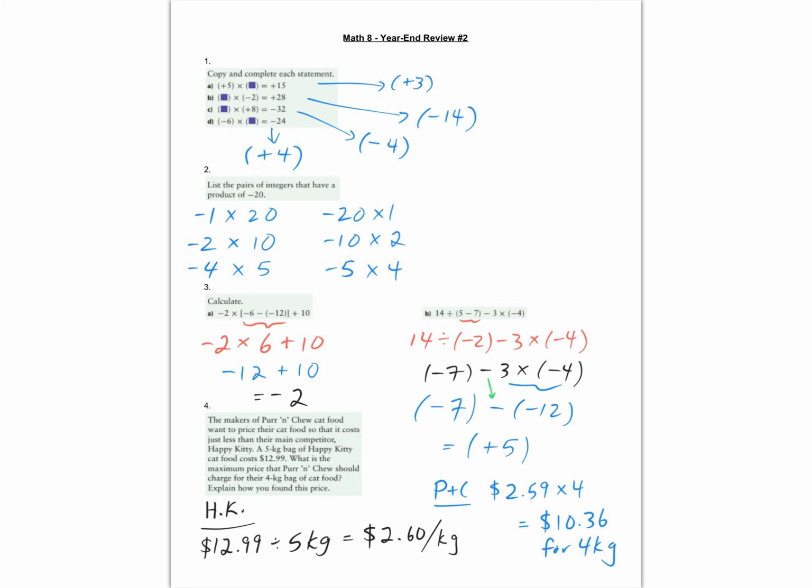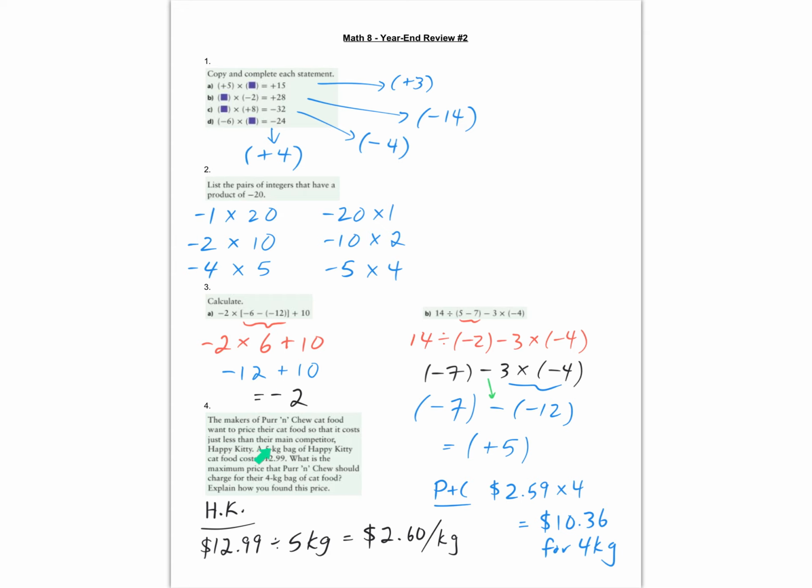Okay, and this number 4 here, the makers of Purr and Chew cat food want to price their cat food so that it costs just less than their main competitor, Happy Kitty. All right, so a 5 kilogram bag of Happy Kitty costs $12.99. What is the maximum price that Purr and Chew should charge for their 4 kilogram bag of cat food, keeping in mind they want to be cheaper than Happy Kitty?